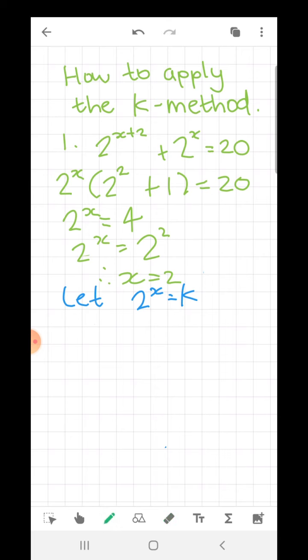So that's why one thing I recommend about the K method is before you do anything, simplify your exponents. So you should actually do this before you say let 2 to the power of x equal k. But anyway, simplify all of your exponents.